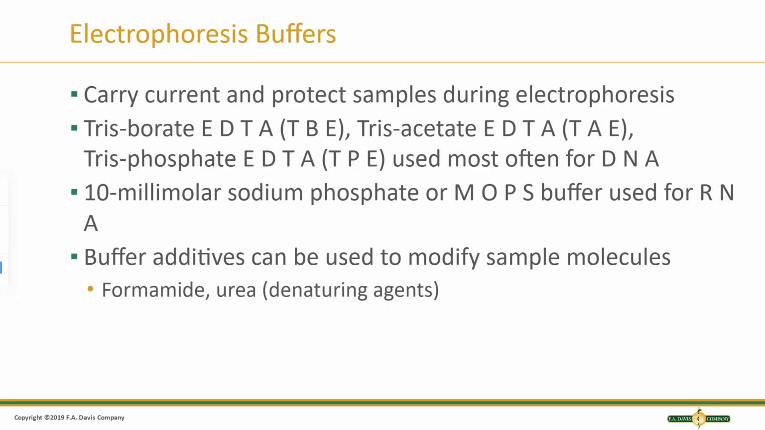Tris-borate EDTA, Tris-acetate EDTA, and Tris-phosphate EDTA are used most often for DNA. 10 millimolar sodium phosphate is a buffer used for RNA. Buffer additives can be used to modify sample molecules: formamide, urea, denaturing agents.